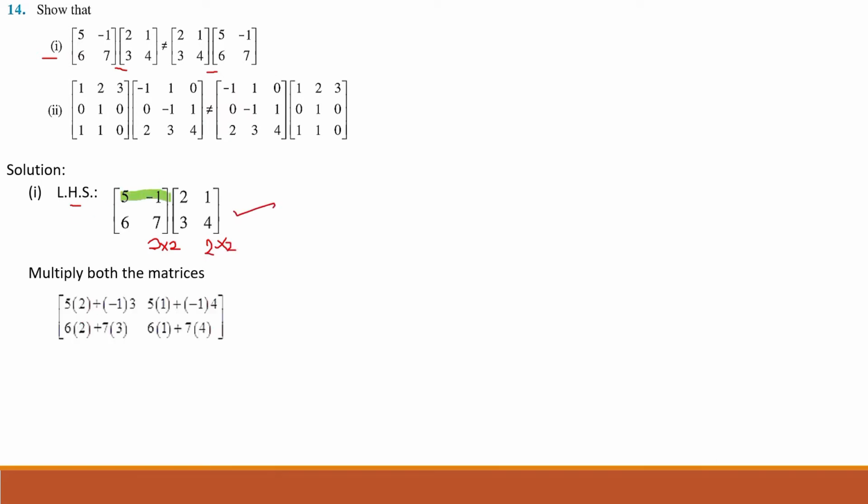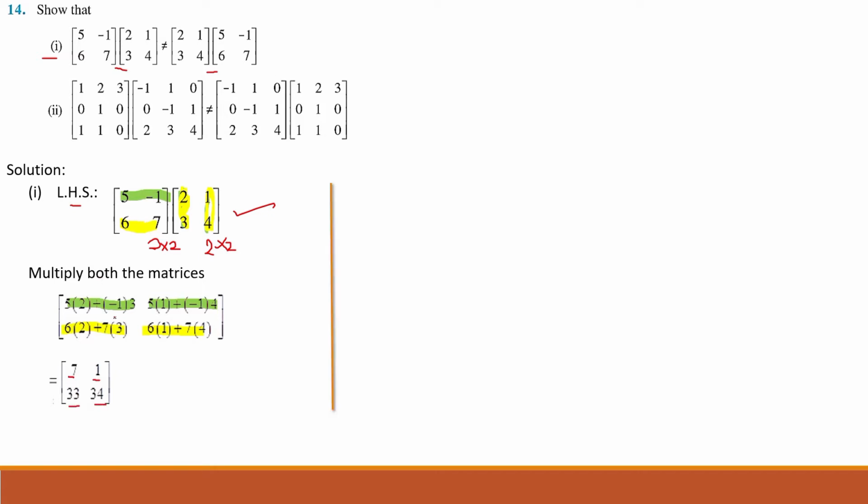So multiplying both these matrix, we get 5 into 2 plus minus 1 into 3 for this element, and for this element it is 5 into 1 plus minus 1 into 4. Similarly, for this element it is 6 into 2 plus 7 into 3, and for the last element it is 6 into 1 plus 4 into 7. So after multiplying and adding all the elements, we get the final matrix as 7, 1, 33 and 34.